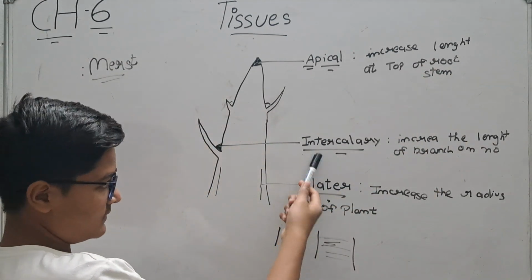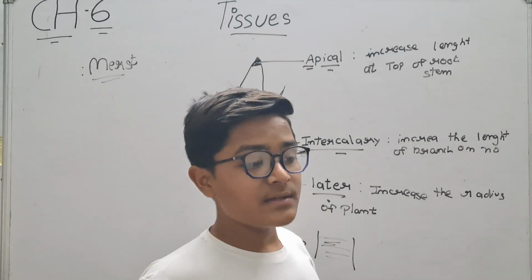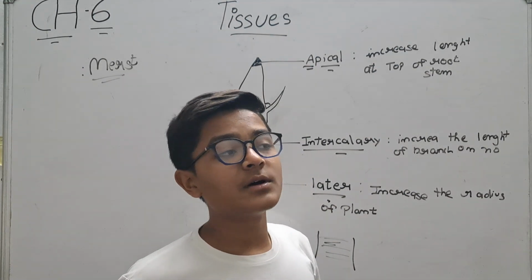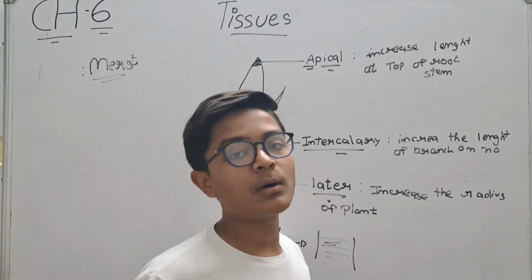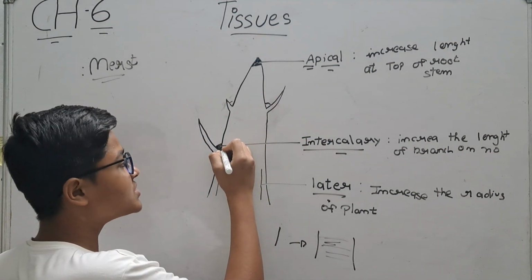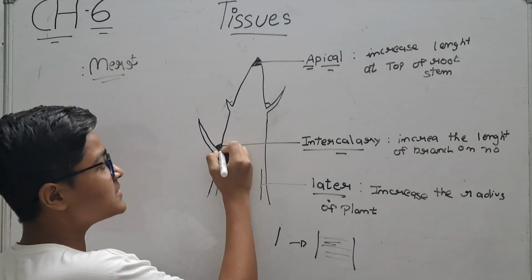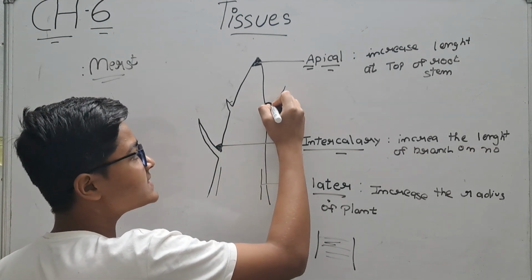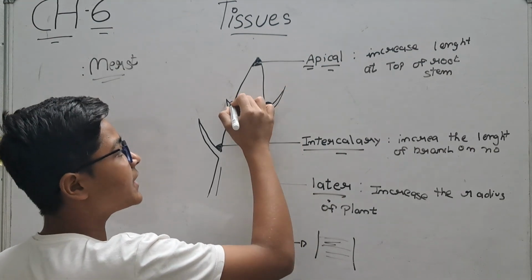Now let's do intercalary. We notice that in a bigger tree there are more branches and more leaves. The intercalary is present at the nodes. What is meant by nodes? Nodes means the part between the branch and the tree.